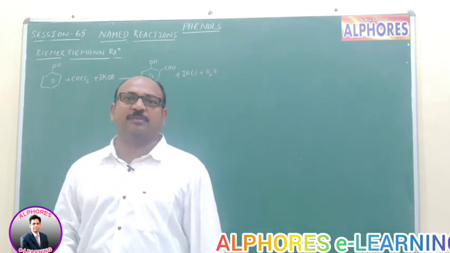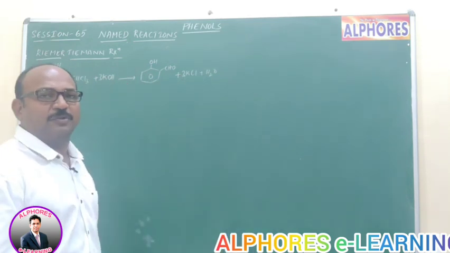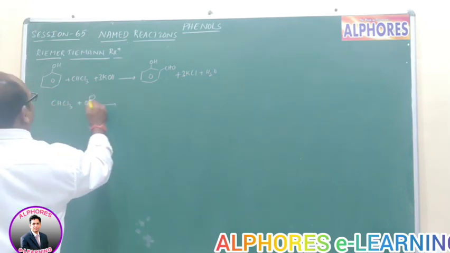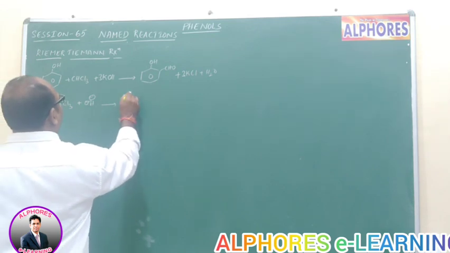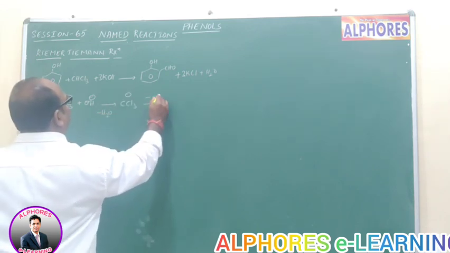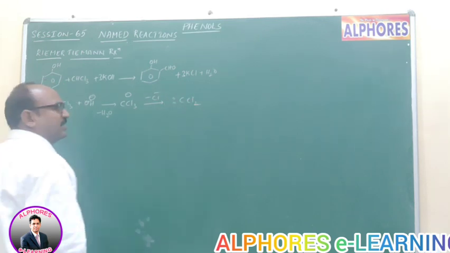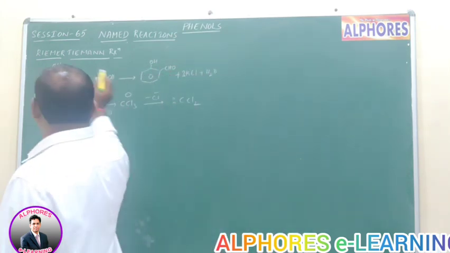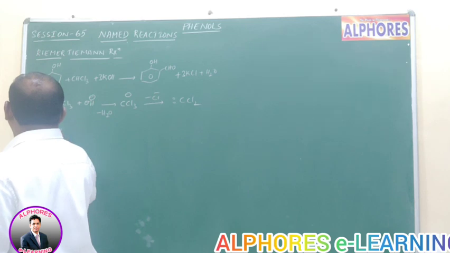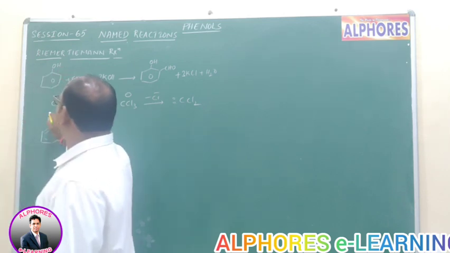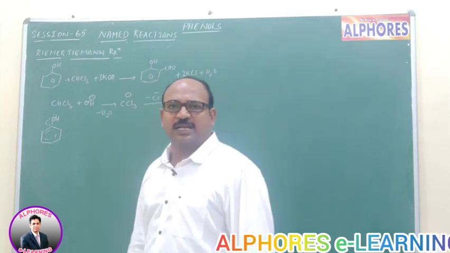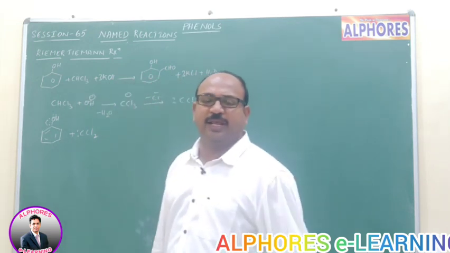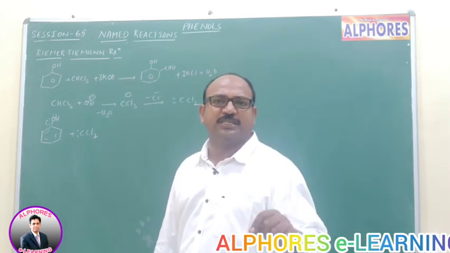Now let us see the mechanism. What intermediates are involved in this reaction? First, CHCl3 upon reaction with OH minus abstracts a proton and leaves CCl3 minus, and from this CCl3 minus, Cl minus is removed, and what we are getting is dichlorocarbene. Dichlorocarbene here reacts with the phenol, and we know that in phenol the oxygen lone pair is involved in delocalization, and as a result it makes the ortho and para positions electron rich, and right now dichlorocarbene is a neutral, electron-deficient species.